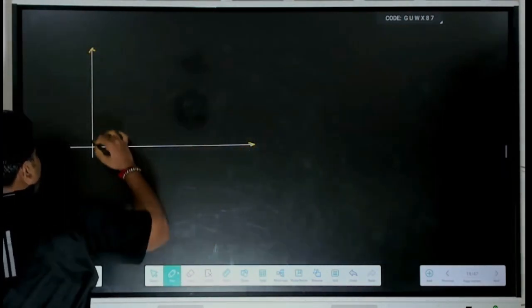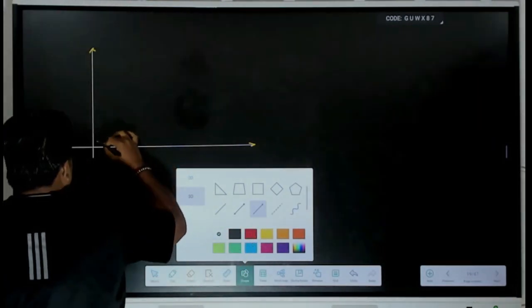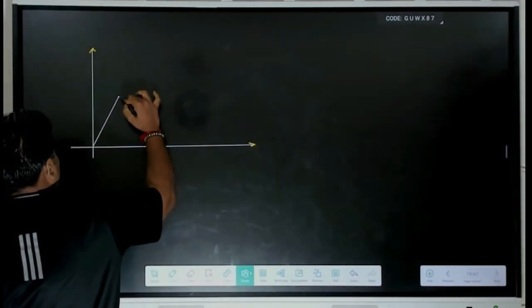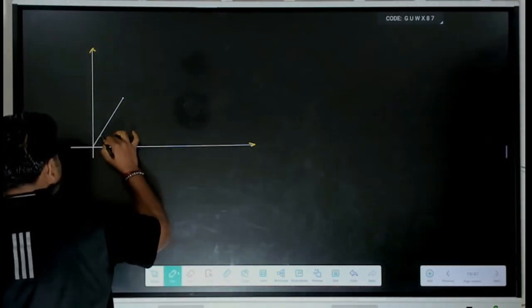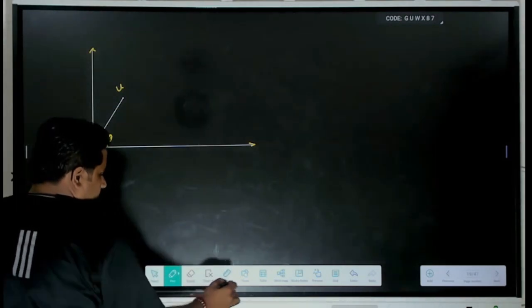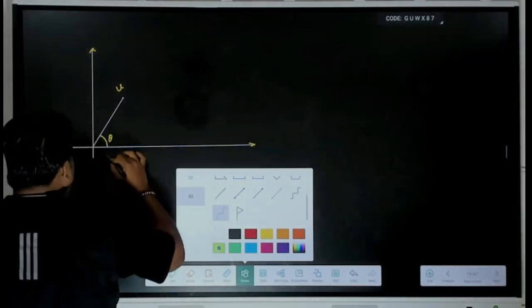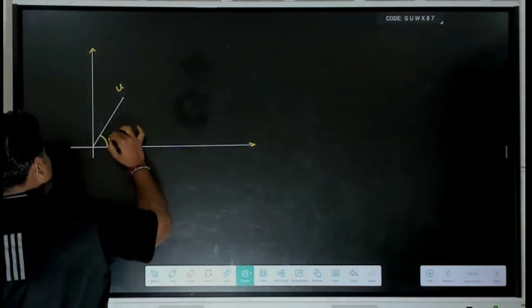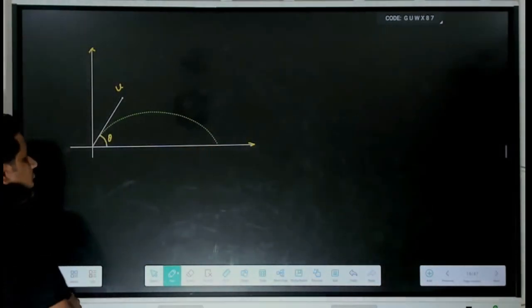Suppose the object has been projected with some velocity u at some angle theta with the ground. This is u. So in that case, what can we say? Projectile motion is taking place this way.